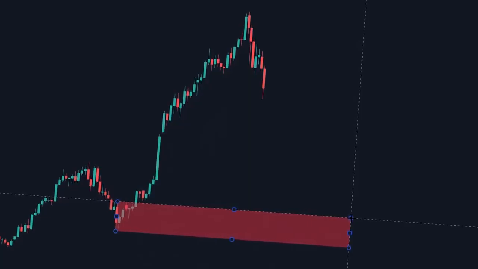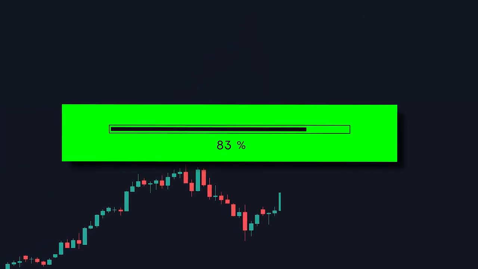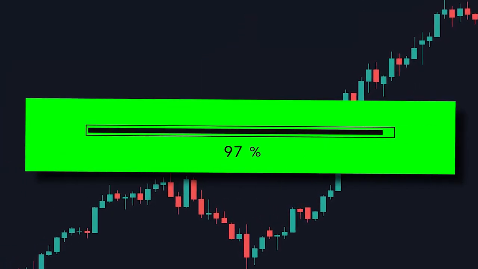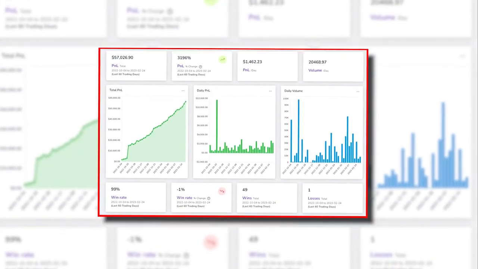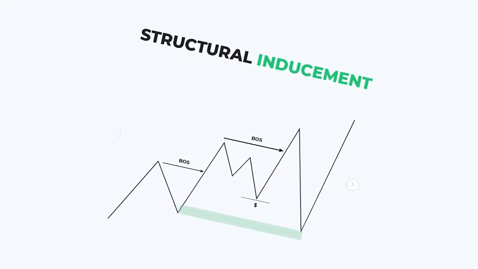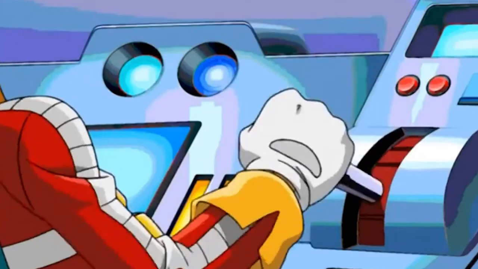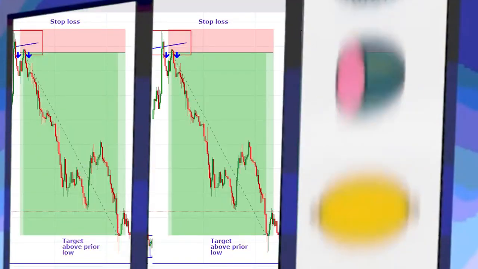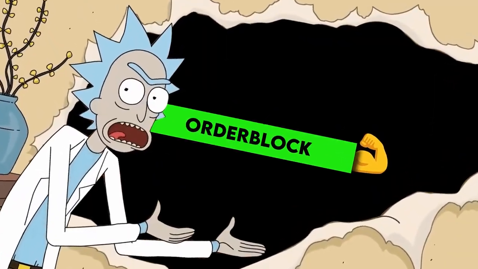Well, I wanted to find a way to pinpoint the best order block possible, to be able to find the order block that had the best probability of working. To do this, I had to do a lot of research, a lot of backtesting, and I mean a lot of analysis. That's when I discovered what I'm gonna call the inducement strategy. This will instantly identify which order block to choose that gives you the highest probability of it working. So how do we find the strongest order block?